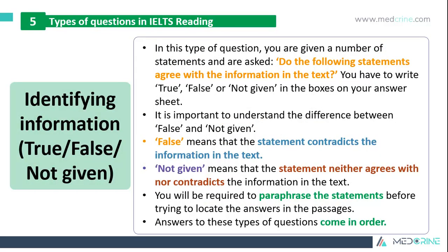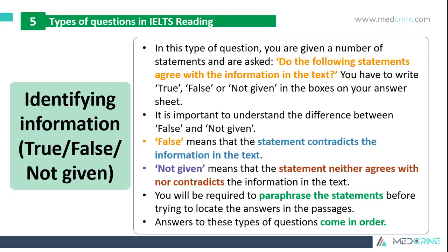The second type of question is identifying information. In this type of question, you're given a number of statements and you are asked, for example, do the following statements agree with the information in the text? So in this case, you have to write either true, false, or not given in the boxes in your answer sheet. It is important for you to understand the difference between false and not given.